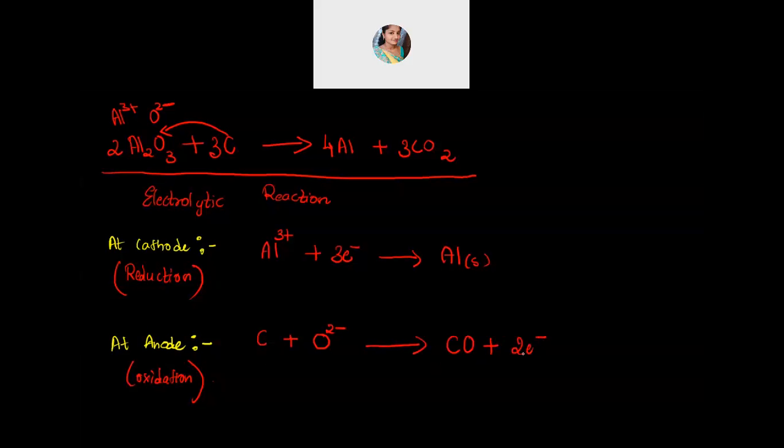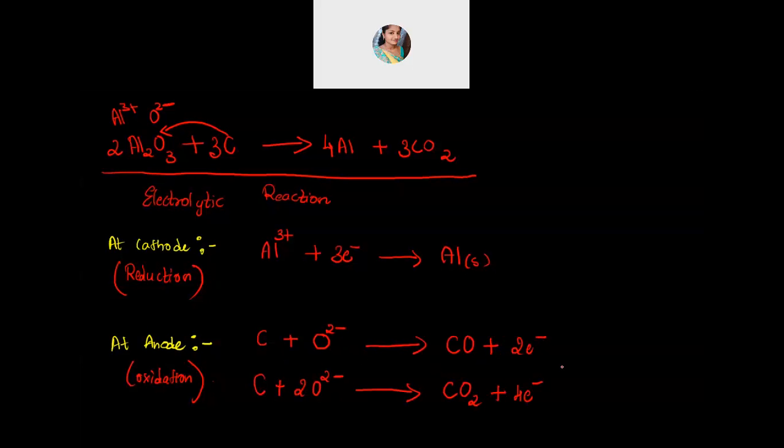Either this possibility is there, but when more oxygen combines, you know that it can give rise to carbon dioxide. So I am taking 2O2 minus. If more oxygen comes over there, then it will give you CO2. So 2 oxygen is combining, so that means carbon has to lose 4 electrons. So 4 electrons over here.